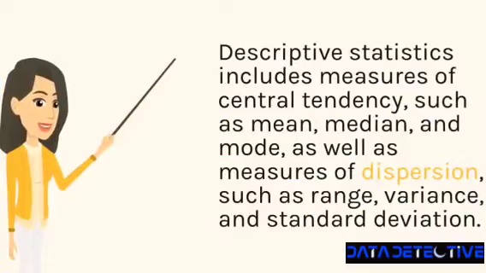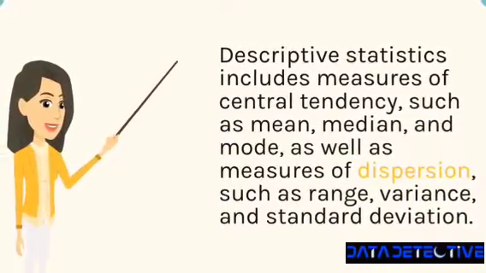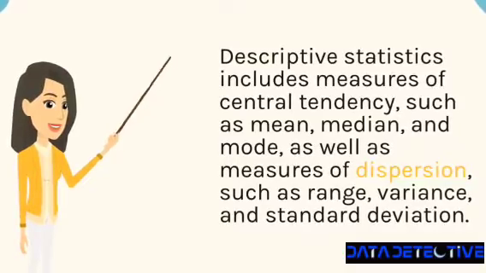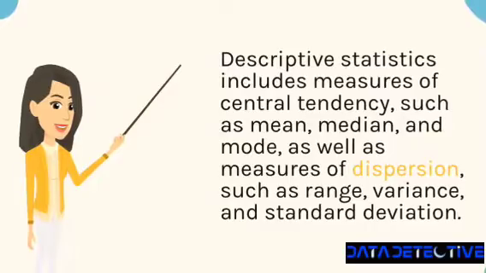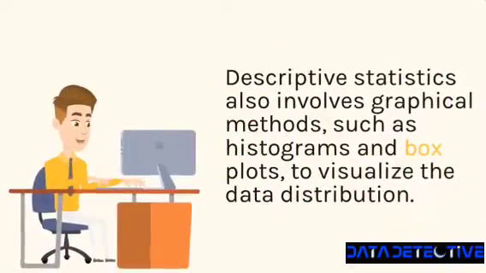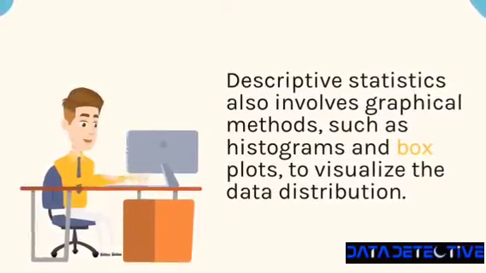Descriptive statistics includes measures of central tendency, such as mean, median, and mode, as well as measures of dispersion, such as range, variance, and standard deviation. Descriptive statistics also involves graphical methods, such as histograms and box plots, to visualize the data distribution.